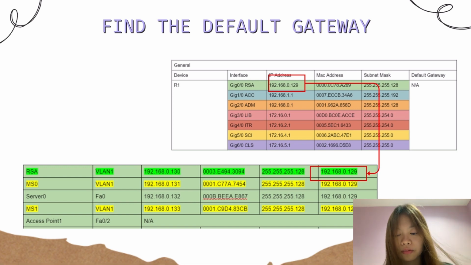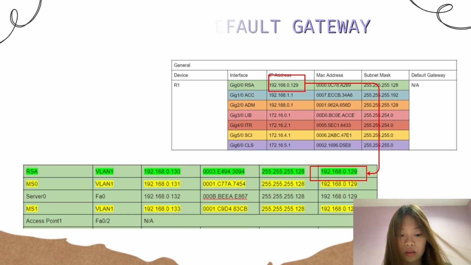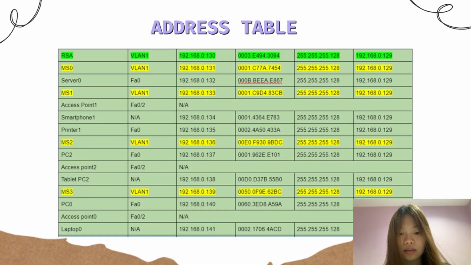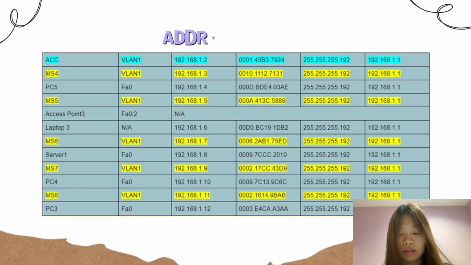Okay, for the default gateway of the devices, the router interface IP address will be the default gateway for all devices in the same department. After that is the address table for the router, and then this is the address table for the registry student admission department, and this is the account department address table.